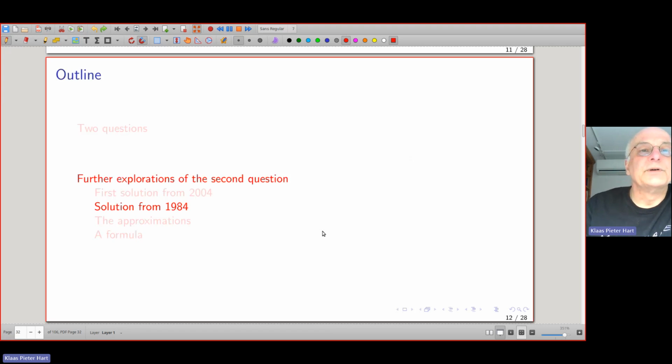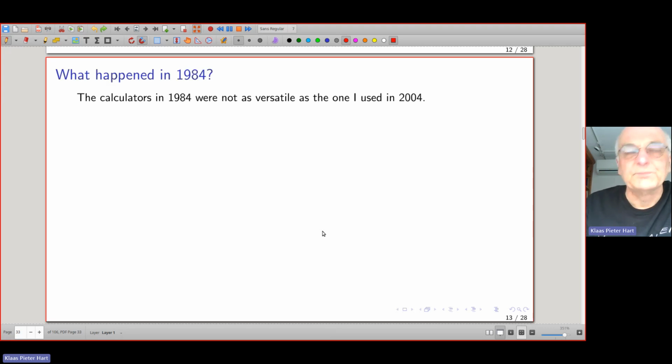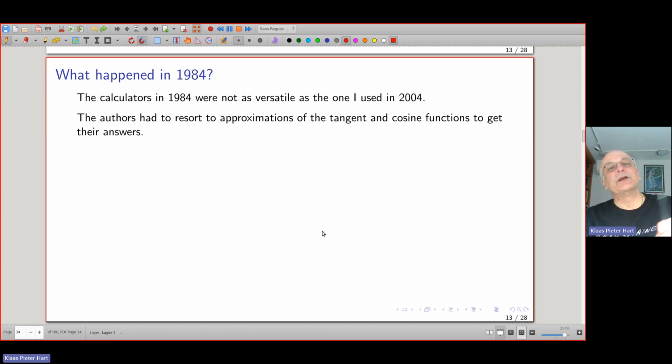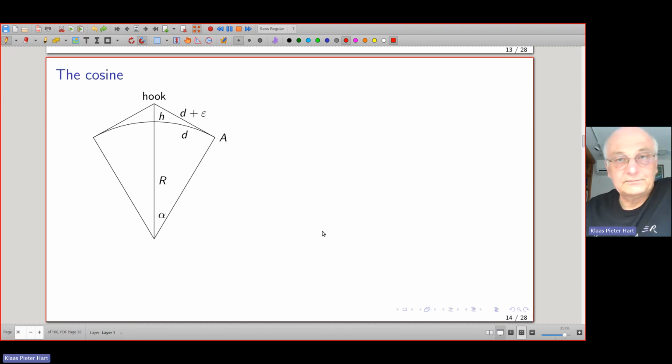Okay, but I mentioned that in Pythagoras there was also a solution in 1984, and that solution was a bit different. Why? Well, they didn't have handy calculators like I had in 2004. It couldn't solve that equation numerically, so they had to find something else. And the something else was that they found approximations to the tangent and the cosine functions. Now you wonder, where does the cosine enter this story? Well, it enters the story here.